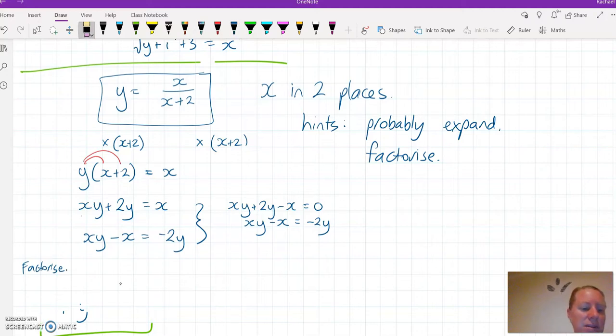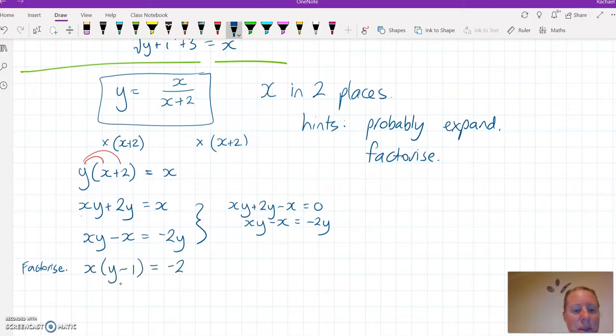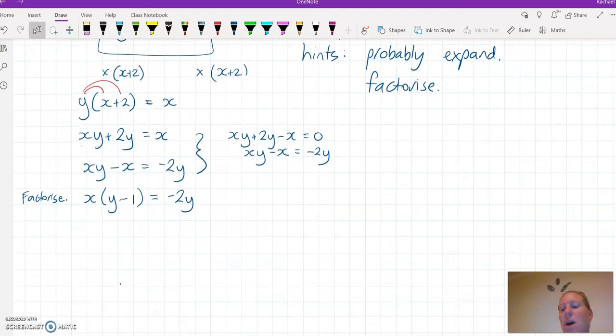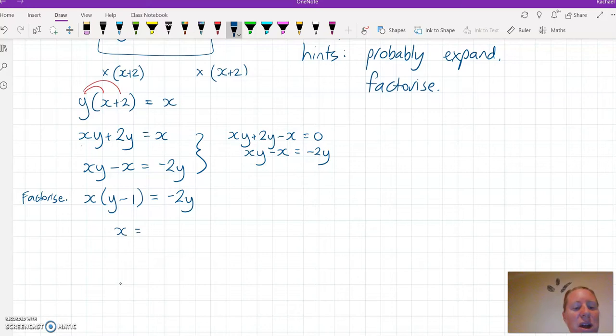So I'm just going to rub out this stuff down here. All right, so let's do it. We've got x. He's our common factor. That's exactly what we want. So now we can hopefully see, remember the whole aim of the game is that we want x to be by itself. So let's now divide both sides by y minus 1. Okay, and you've got it.